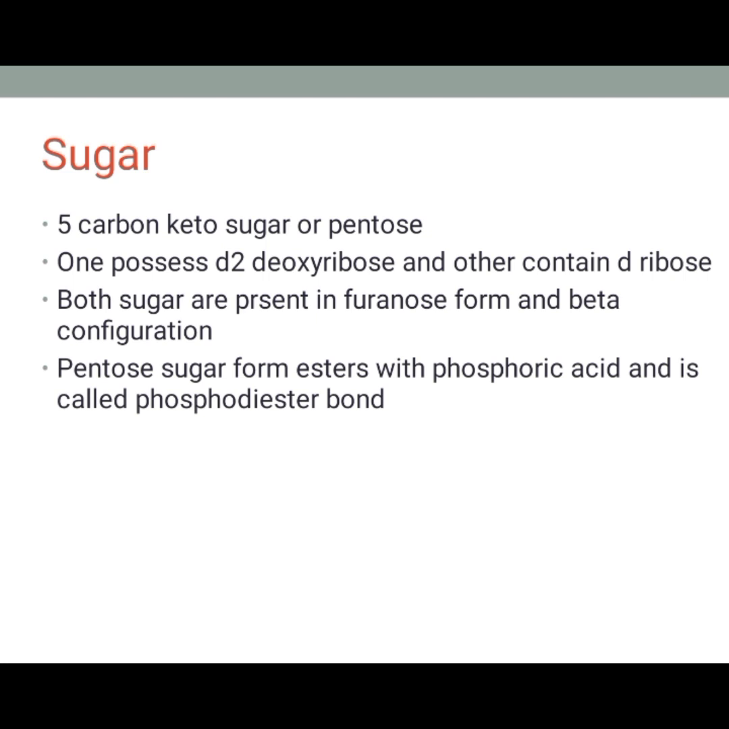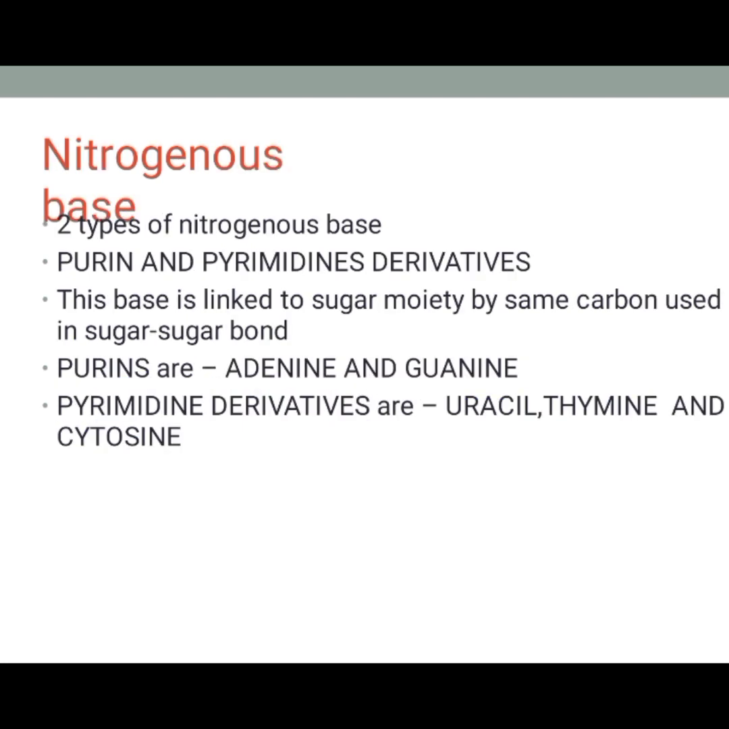And this pentose sugar forms esters with phosphoric acid. The pentose sugar and phosphoric acid have a certain link. So this bond is known as the phosphodiester bond of nucleic acid. And the nitrogenous base is of two types, purine and pyrimidine derivatives. If we take DNA or RNA, there are certain links between phosphoric acid and sugar, and a link between base and sugar. Such links you can see.